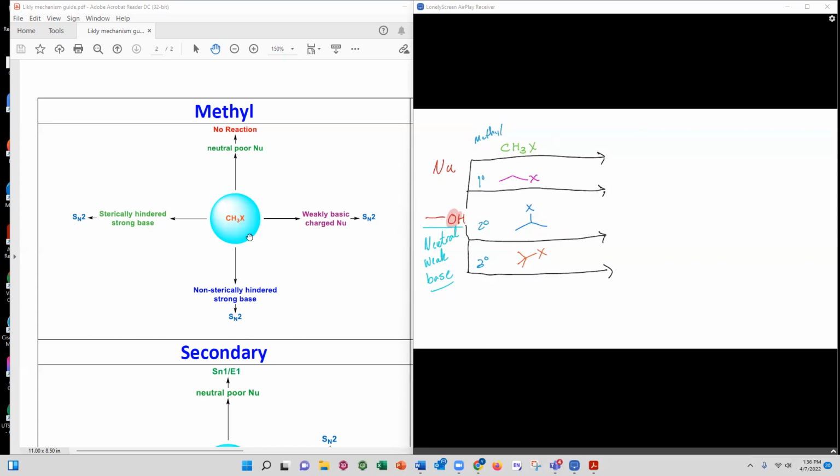Looking at my methyl substrate, if I have a neutral poor nucleophile, methyl, which by the way can only undergo SN2 reactions, and SN2 reactions need a stronger, at the very least charged nucleophile, this methyl halide will not undergo any reaction with methanol. So the answer for this top one would be no reaction. Why? Because it can only do, oops, sorry, my brain's getting SN2.